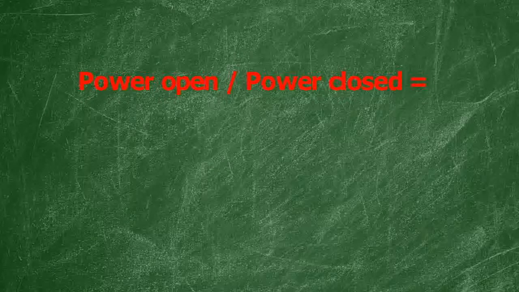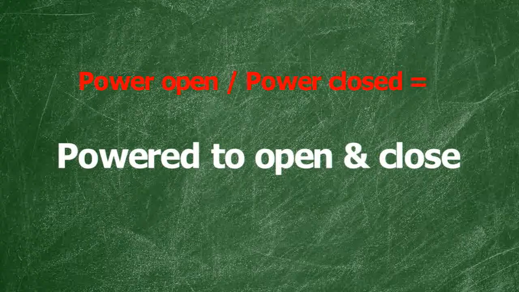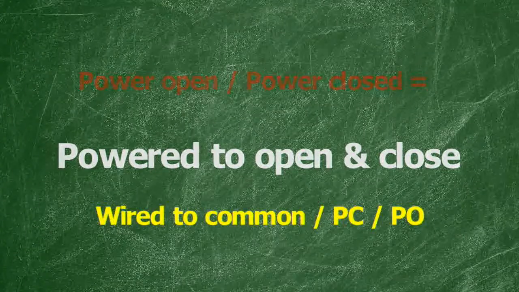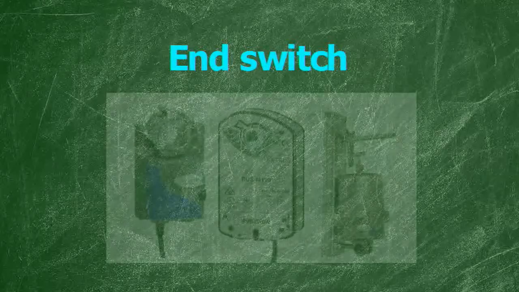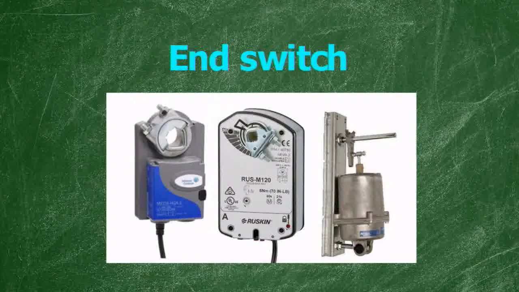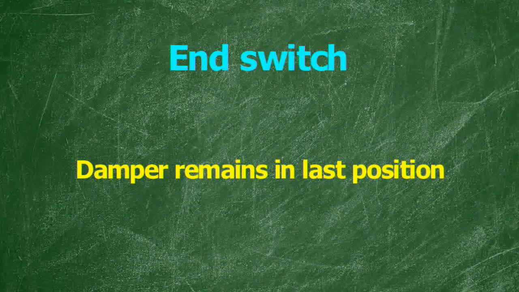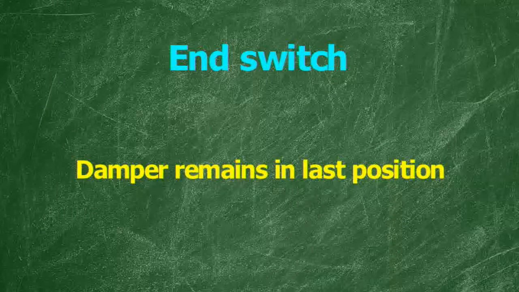For the power open, power closed damper, the motor is energized to open and to close the damper and is wired to all 3 terminals. There is an end switch which cuts off power to the motor once the damper has reached its full open or its full close position. If the motor fails, the damper remains in its last position until a new motor is installed.